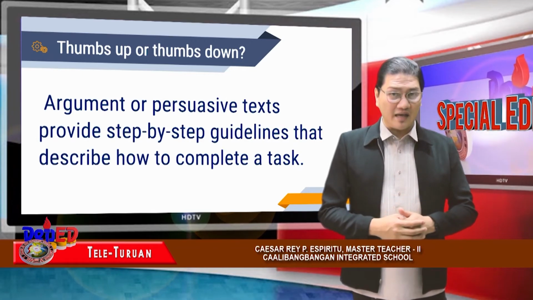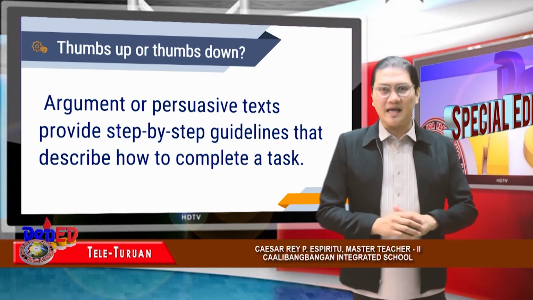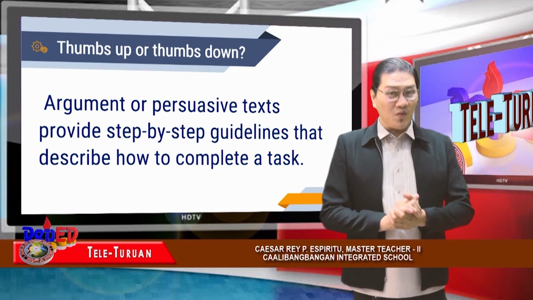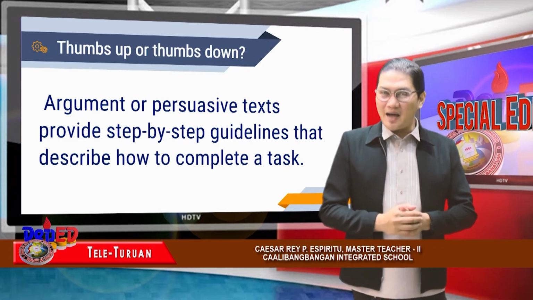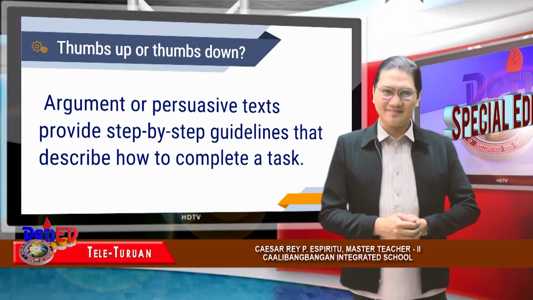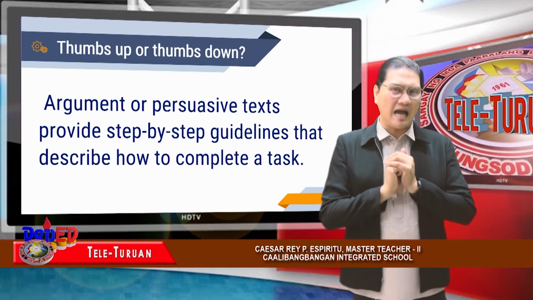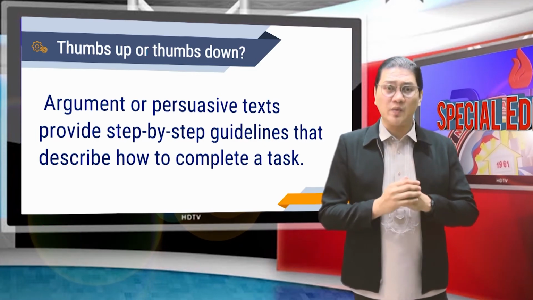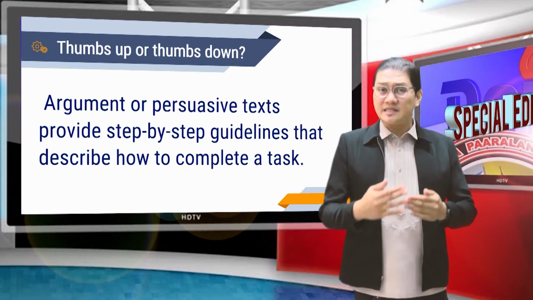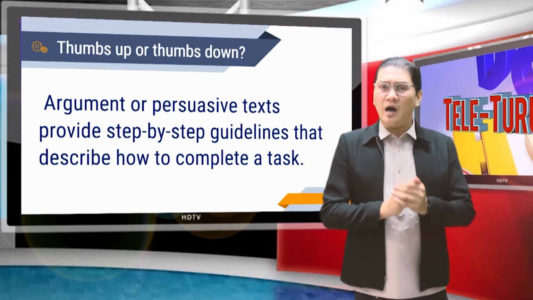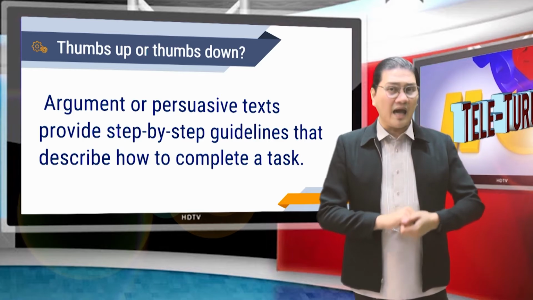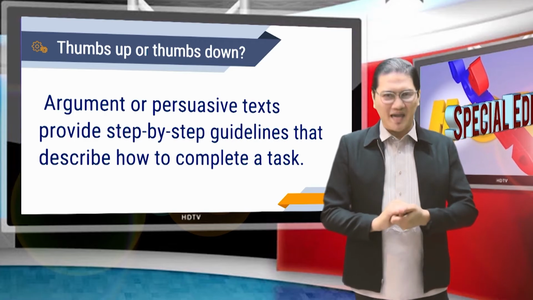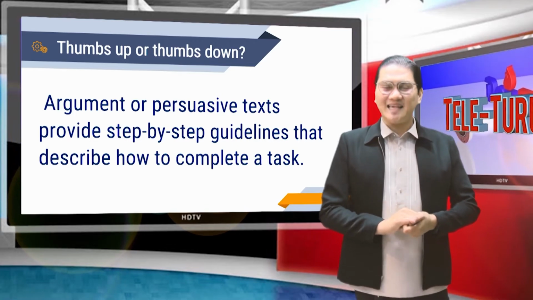Argument or persuasive text provides step-by-step guidelines that describe how to complete a task. Ready? Thumbs up or down? Yes, thumbs down. Why? Because it is not an argument or persuasive text that provides step-by-step guidelines on how to complete a task, but a procedural text. You are all doing great. Next is number 3.